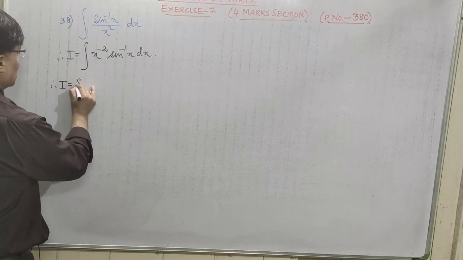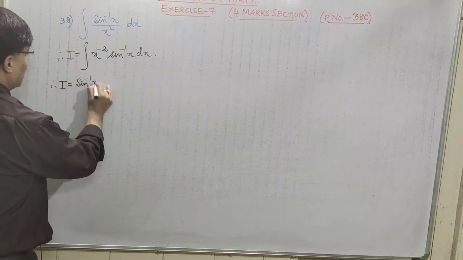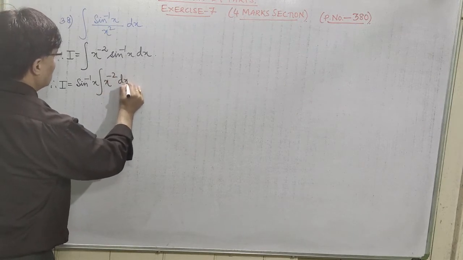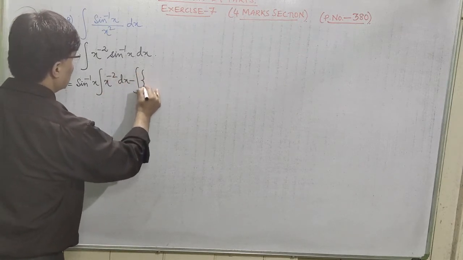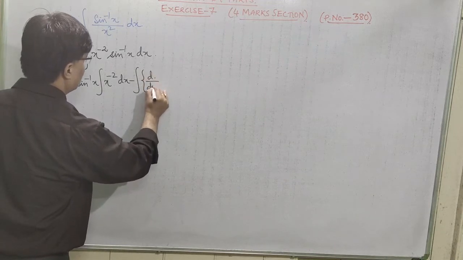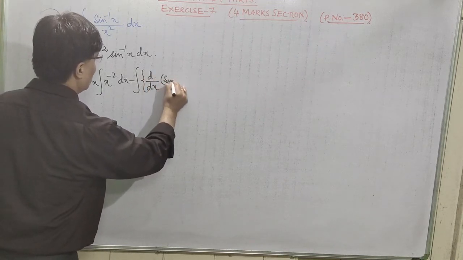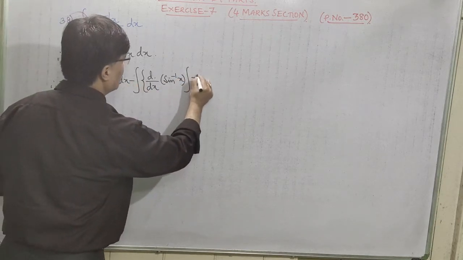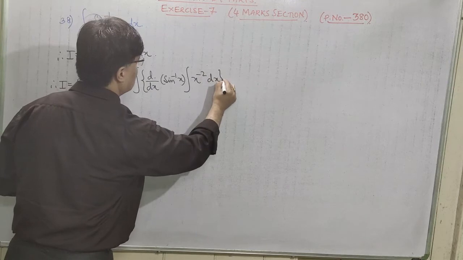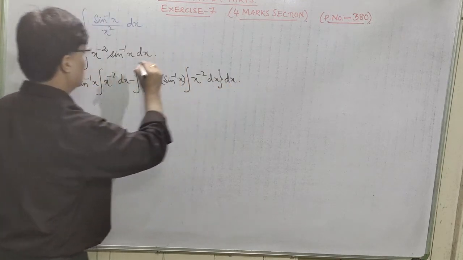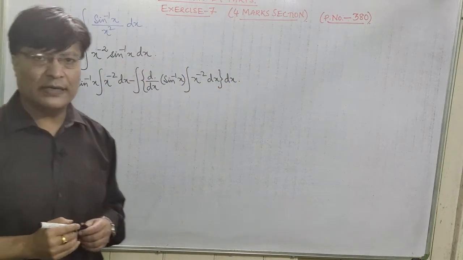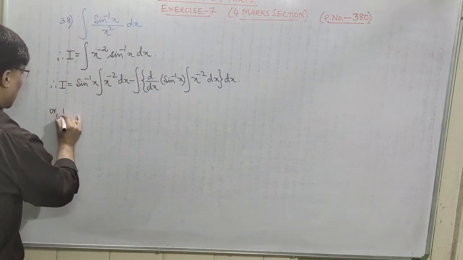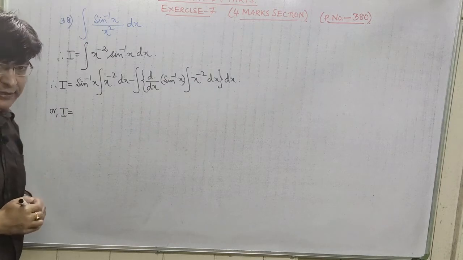So I is equal to sine inverse x times integration of x to the power minus 2 dx, minus integration of, in the bracket, d by dx of sine inverse x times integration of x to the power minus 2 dx, bracket closed, dx. So this is the rule of integration by parts. Okay, or I is equal to, let us first integrate.